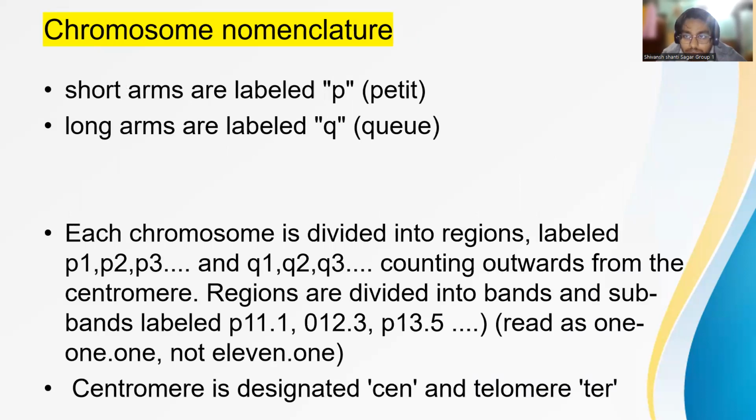Chromosomal nomenclature. As we know, we label chromosomes based on the size of the arms. The short arm is named P, and the long arm is labeled Q, where P stands for petite and Q stands for queue. Each chromosome is divided into regions labeled P1 to P3 and so on, and Q1 and so on, counting outward from the centromere. The regions are divided into bands and sub-bands, labeled P11.1, which are the sublabels of P11, and so on.